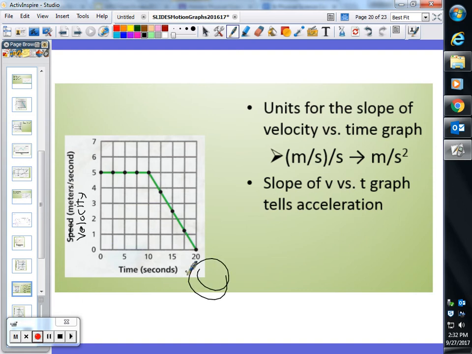So from 10 seconds to 20 seconds, if we were looking at that object, its velocity goes from positive 5 to positive 4 to positive 3 to positive 2 to positive 1 to 0. It's doing what? Slowing down. Okay? Good there? Next question. What's the acceleration of the object as it's slowing down? Talk to the person next to you. Go.